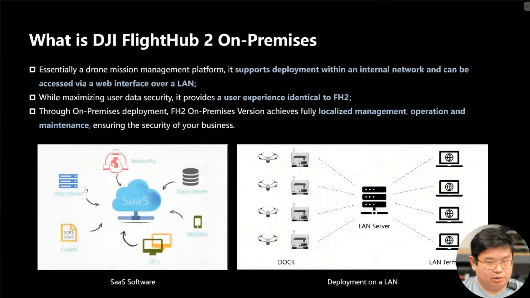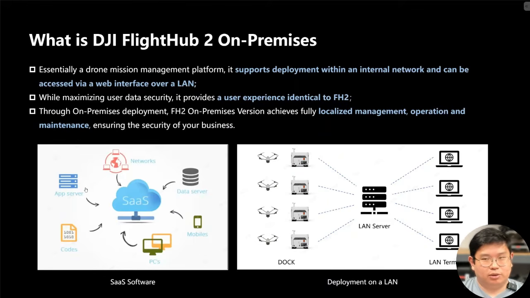What is FlightHub 2 On-Premises? It is software as a service that can be deployed under your local server or local cloud. Whether you're using a private cloud, a public cloud, or a physical server to host the service, you can have FlightHub 2 deployed under all kinds of scenarios. The user experience is identical to FlightHub 2, so there's no learning curve switching from FlightHub 2 to the on-premises version. Your pilots would have little to no notice when they switch.